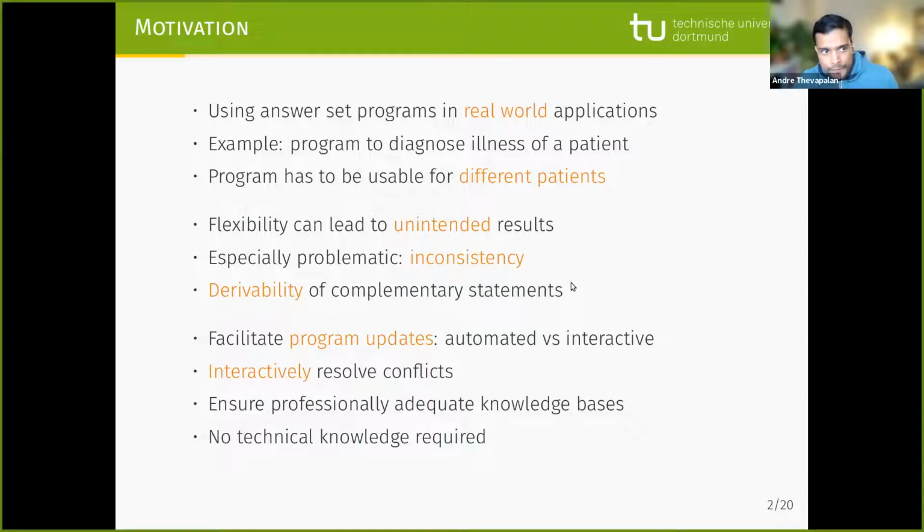So using answer set programs in practice comes with many challenges. One major challenge is that oftentimes we want to be able to use one program with different and interchangeable input data or instance data. For example, if we have a program to diagnose the illness of a patient, we want to be able to use it for different patients and patient data. This flexibility can lead to unintended results. Especially problematic is the inconsistency caused by the derivability of complementary statements.